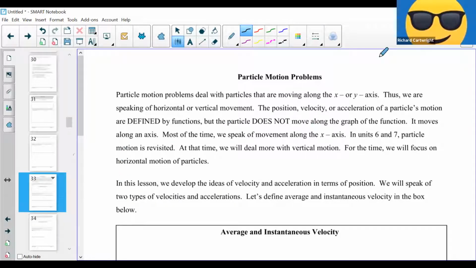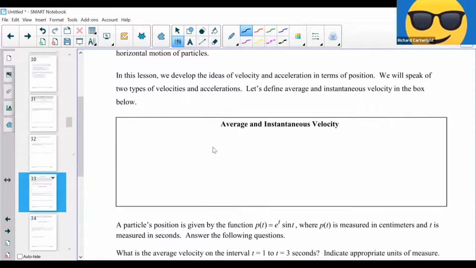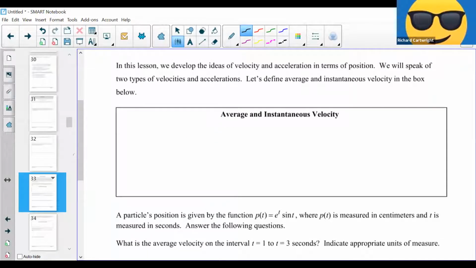Gotta move you guys out of the way because, let's see. Okay, that helps. All right. Particle motion. Let's see. Let's talk about the difference between average and instantaneous velocity. If we're doing the average, it's pretty much all about the slope of a secant line, if you recall. So let me see what I'm going to write here.